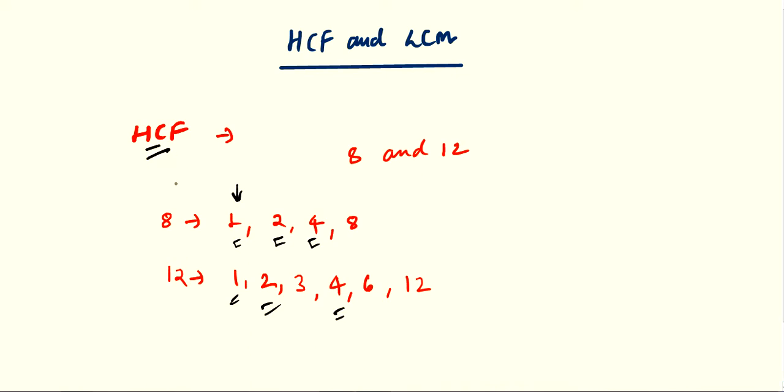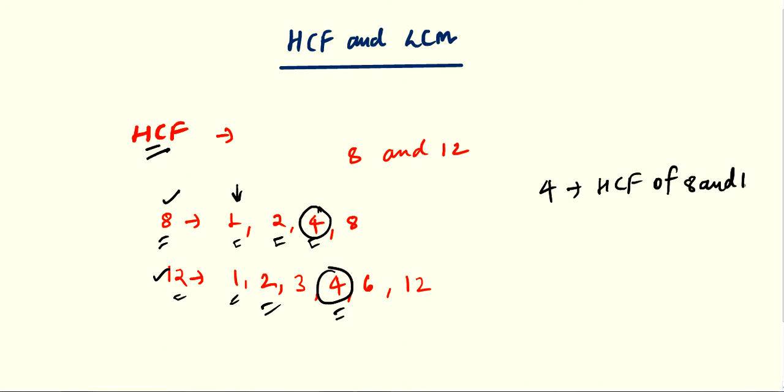Now HCF stands for highest common factor. So these numbers are common in the factors of 8 and 12. So 4 is the highest common factor here, which divides 8 and 12 exactly. So 4 will be the required HCF of 8 and 12. There is no other number greater than 4 that divides 8 and 12 exactly. So this is your HCF.